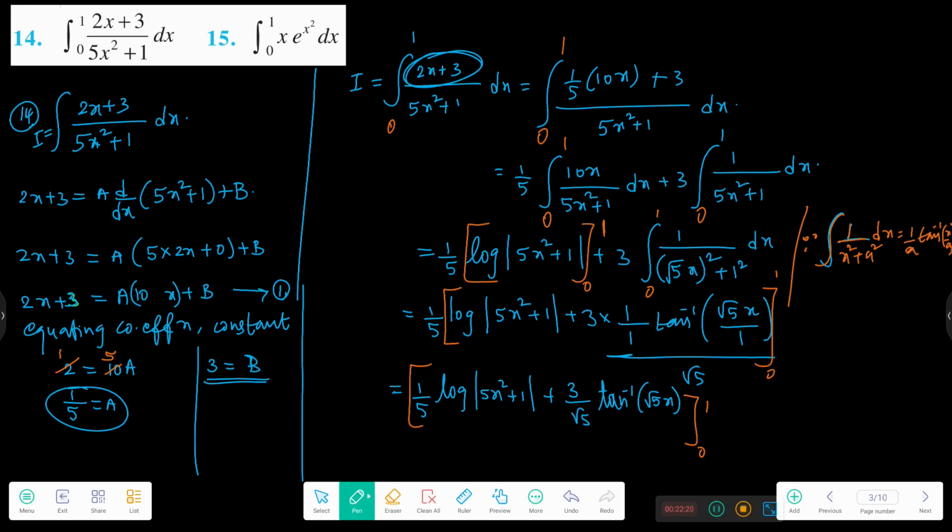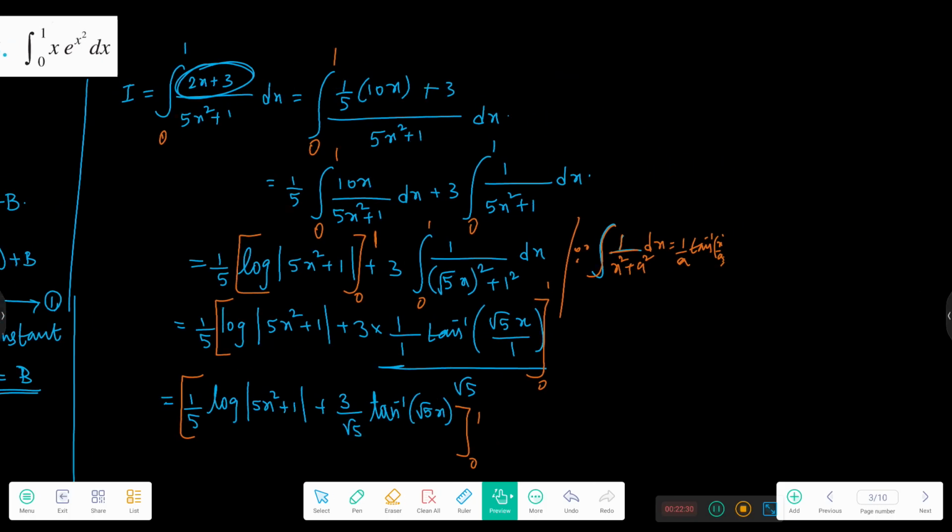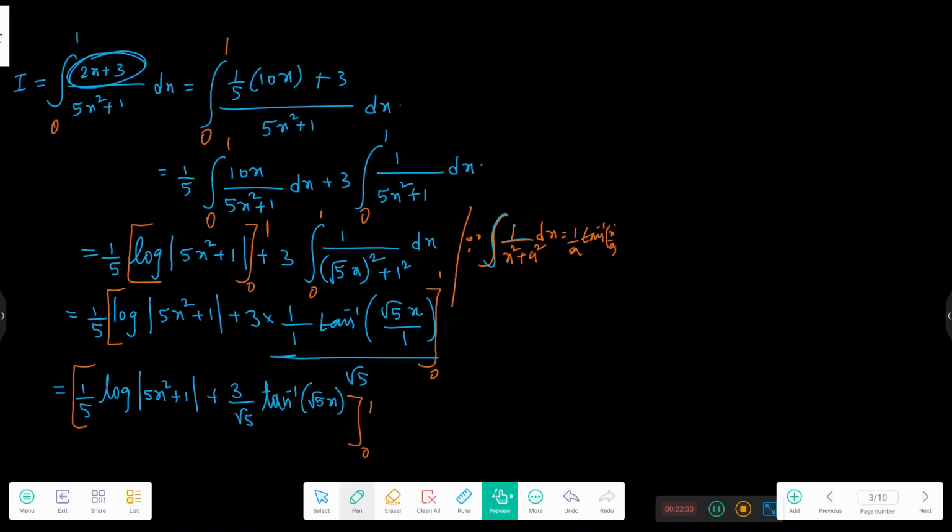Now we can apply the limits. Can I use the first page for using the limit, ma? Or I will move this side little. First page have you done? Yes. Now we can go for applying the limits, Raja.